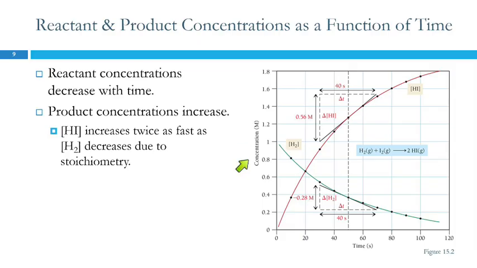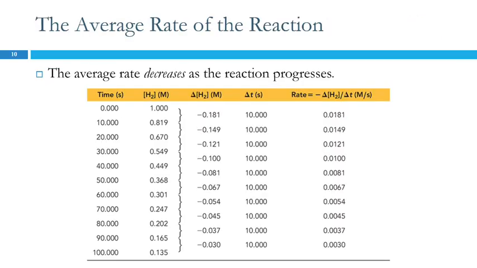Here we have a graph of concentrations versus time. And so this is our hydrogen concentration, and we see that it is going down, right? Because it's reacting. And this is our HI concentration. Here the HI is high, and initially the HI was low. Sorry. So it's increasing, the concentration is increasing. The HI is increasing twice as fast as the H2 is decreasing because of the stoichiometry. We can look at an average rate of the reaction.